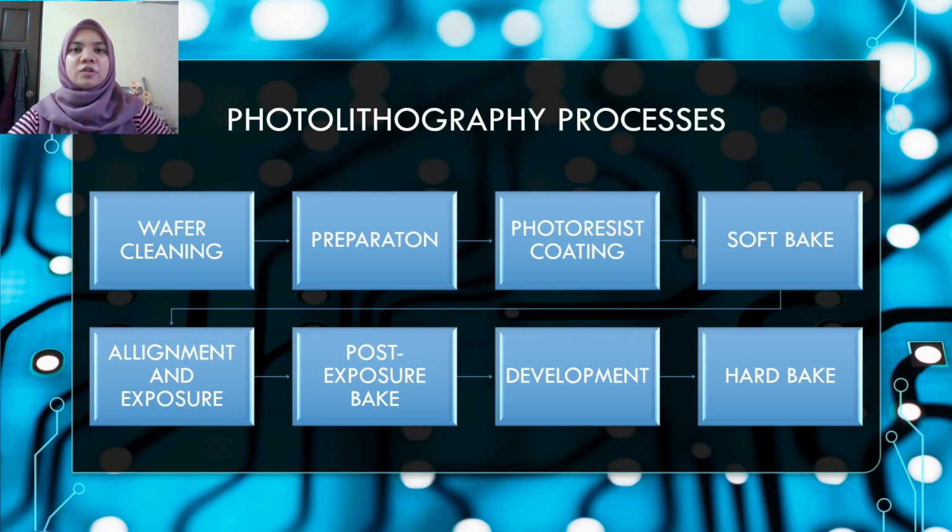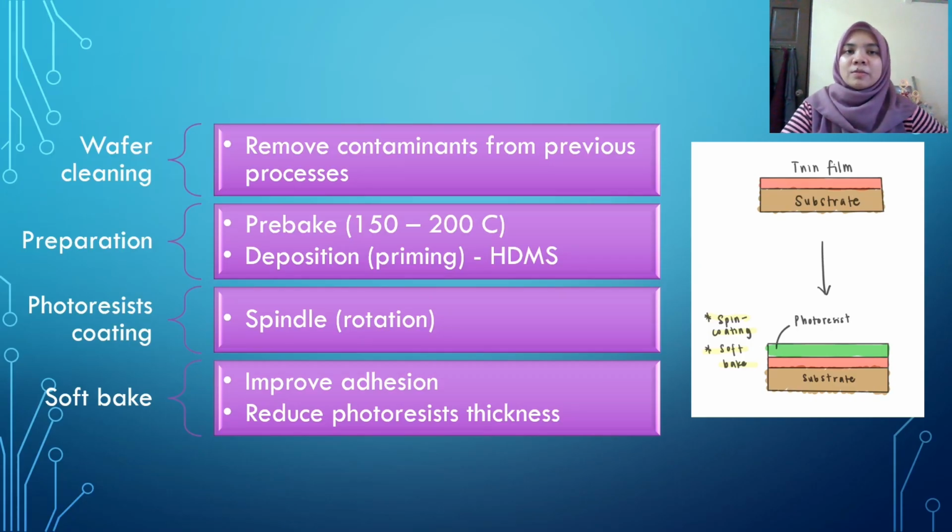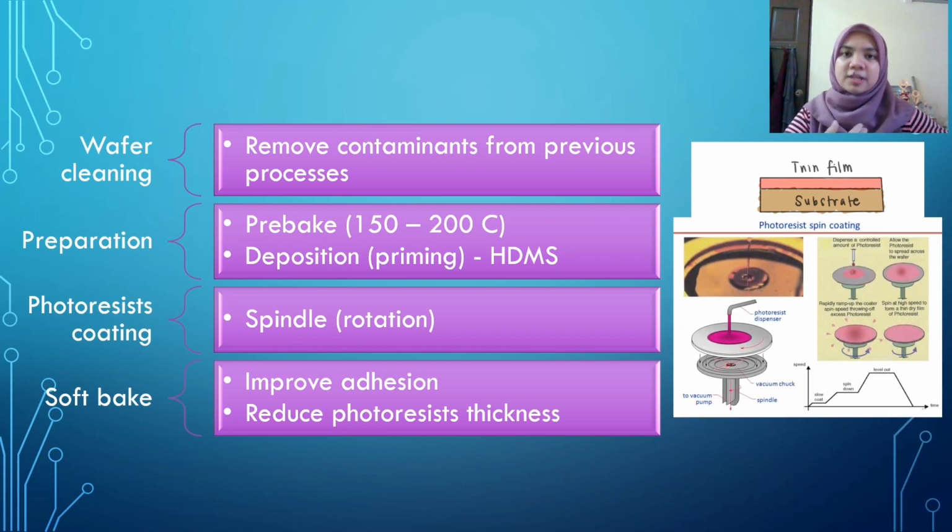Basically, these are the photolithography process steps. There are 8 steps altogether. For the first step, wafer cleaning, which is very important to remove contaminants from previous processes. Then, preparation, or commonly known as priming. The most common primer used is HMDS. Next, the photoresist coating process. Actually, the photoresist is coated using a spindle, which uses centrifugal force.